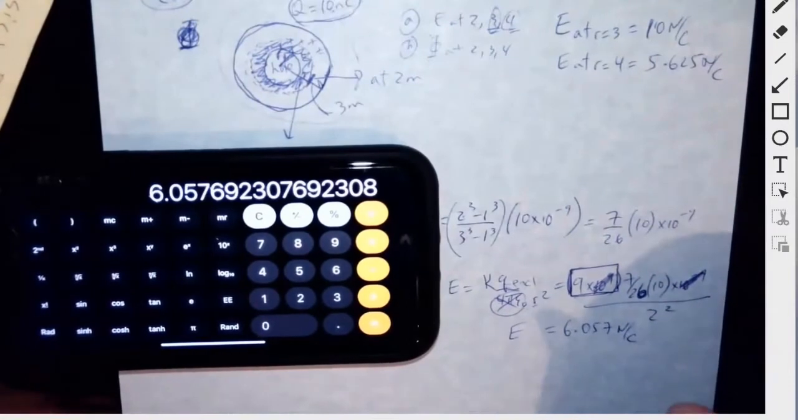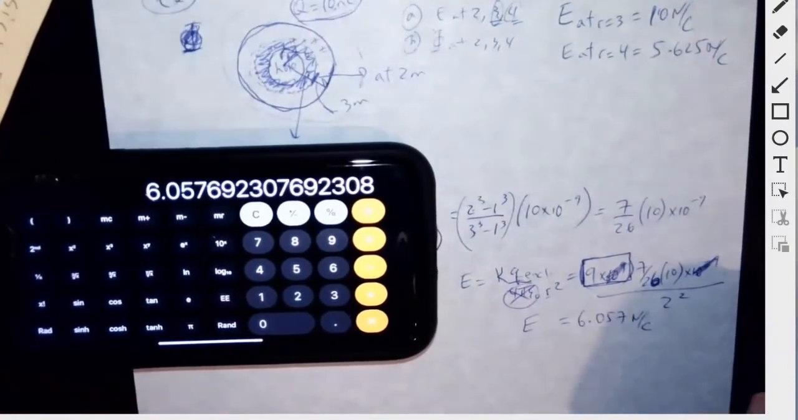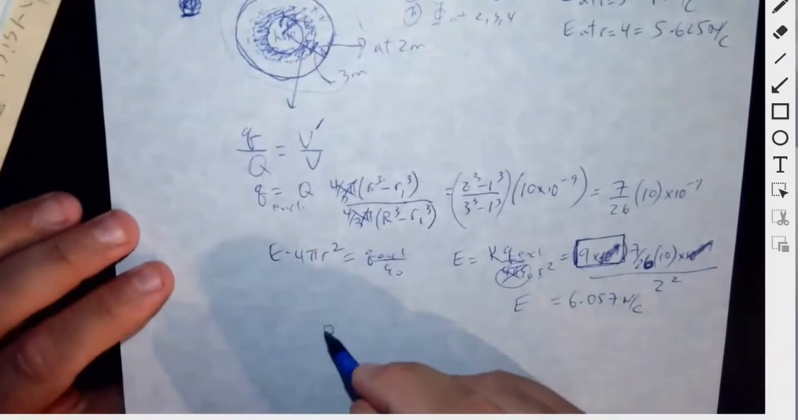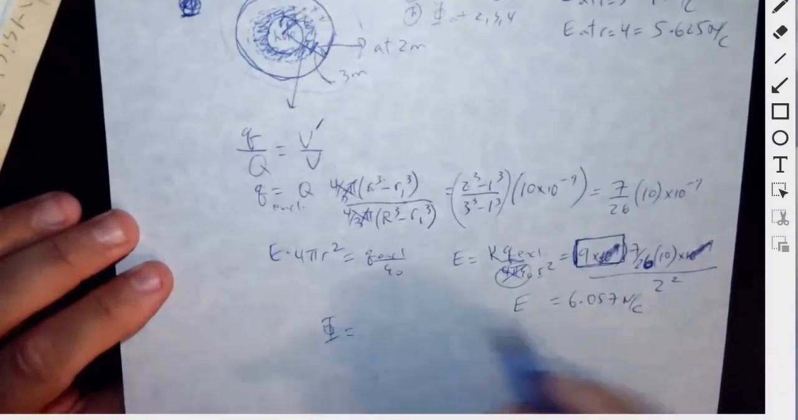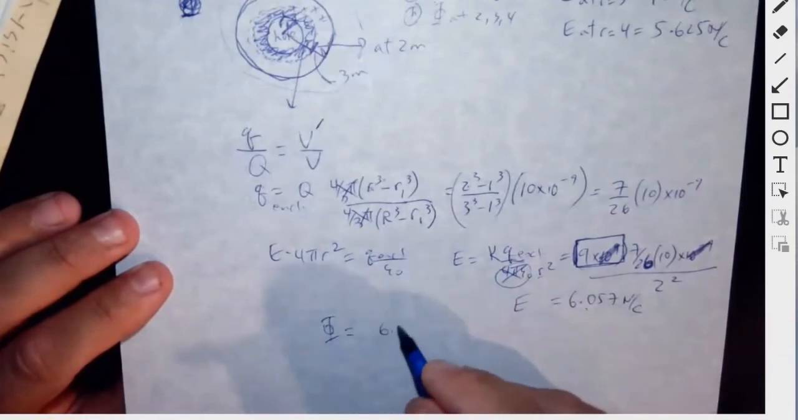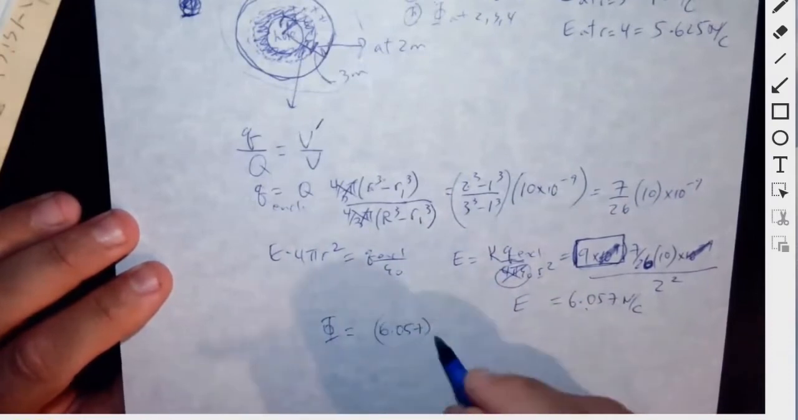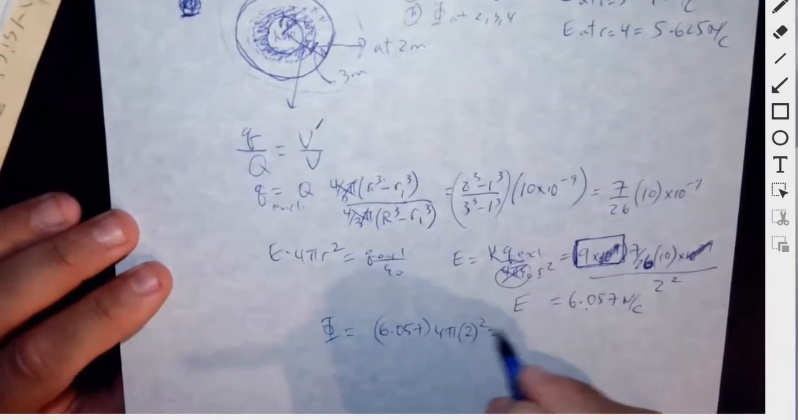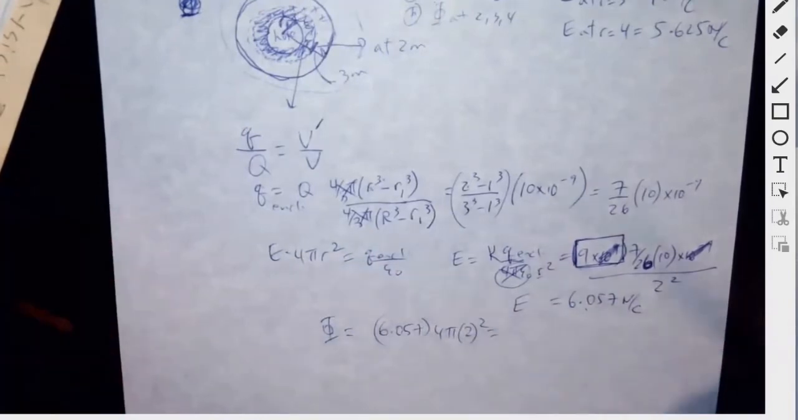The other one was what? The electric field, I think it was 6.67. Where did I write that? Yeah, 6.67, I think. Yeah, 6.67. So this one was 6.057. So then what's going to happen to the flux? The flux should also be less because it's the electrical field times 4 pi r squared. Right? So the flux should be less if the field is less.